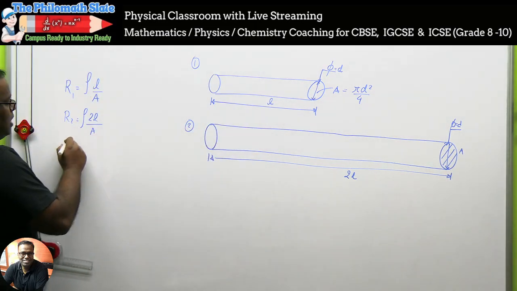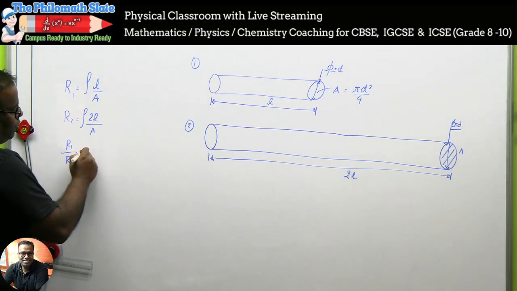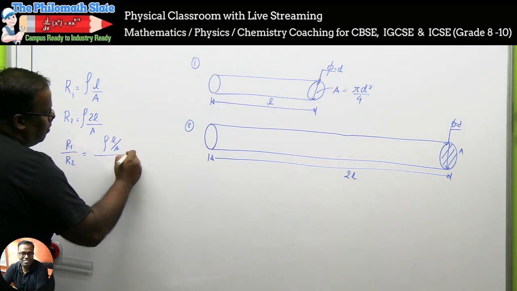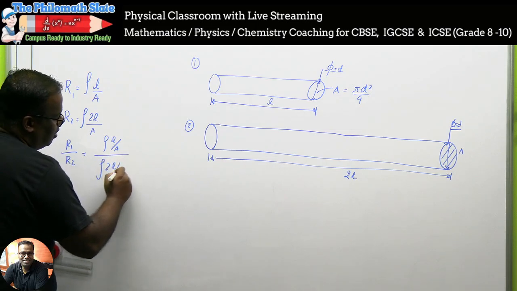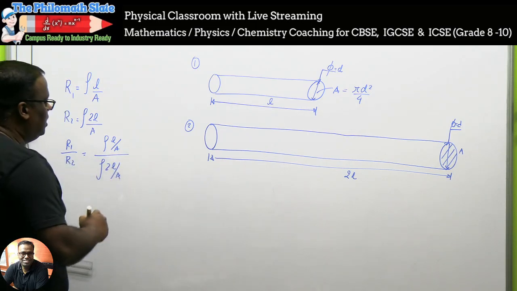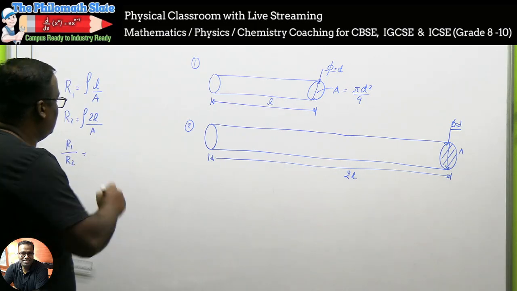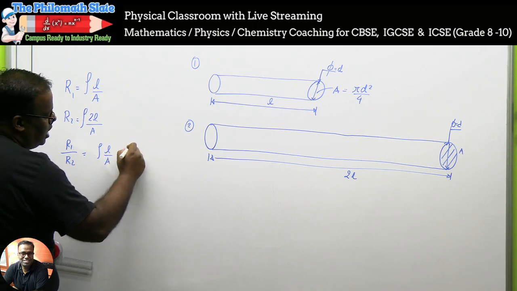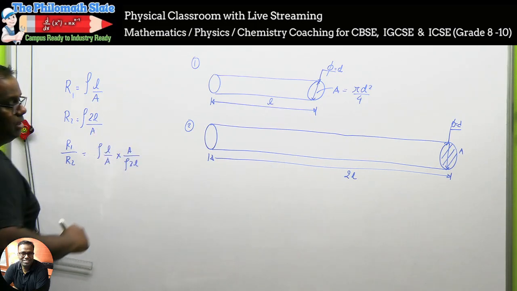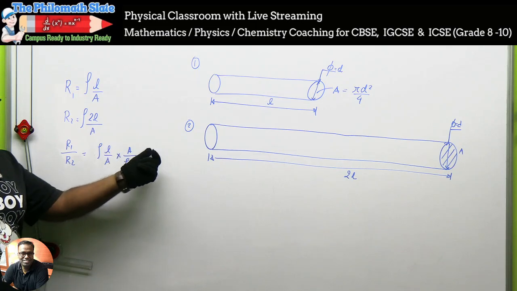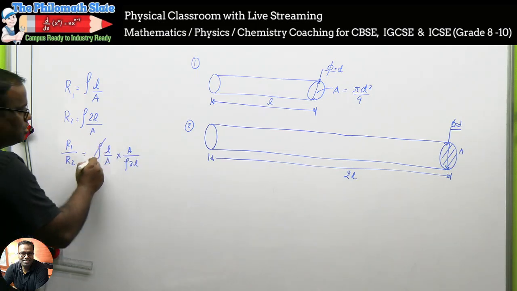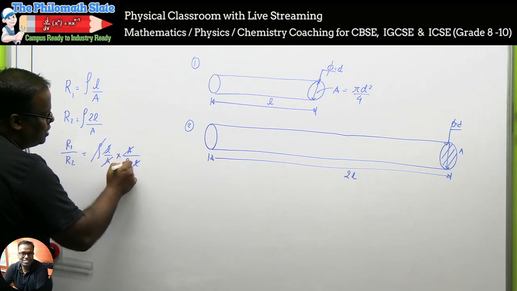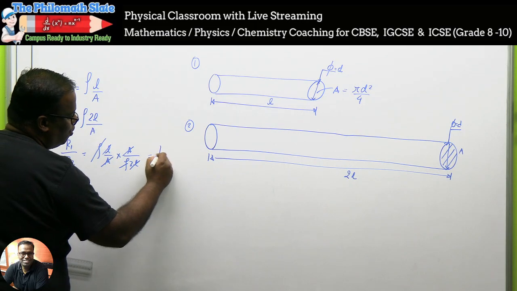Okay, now we try to find R1 upon R2. So rho L upon A divided by rho 2L upon A, which can be written as rho L by A divided by rho 2L by A. Same, rho L by A, rho L by 2A. Rho cancels rho, A cancels A, L cancels L. So you get a ratio of 1 upon 2.